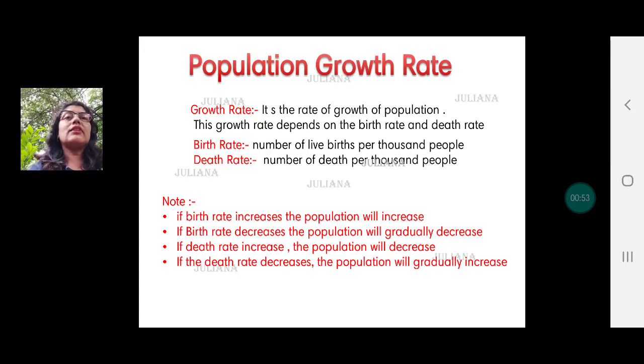What about the relationship between death rate and the growth rate now? Death rate, that is, if the number of people dying increases, what will happen? The growth rate will go down. That means the death rate is inversely proportionate to the growth rate. If death increases, growth rate will decrease. If death decreases, growth rate will gradually increase, right?